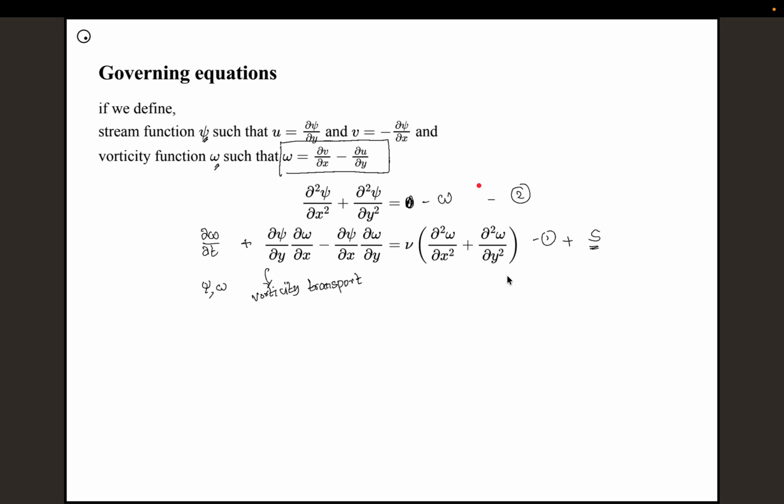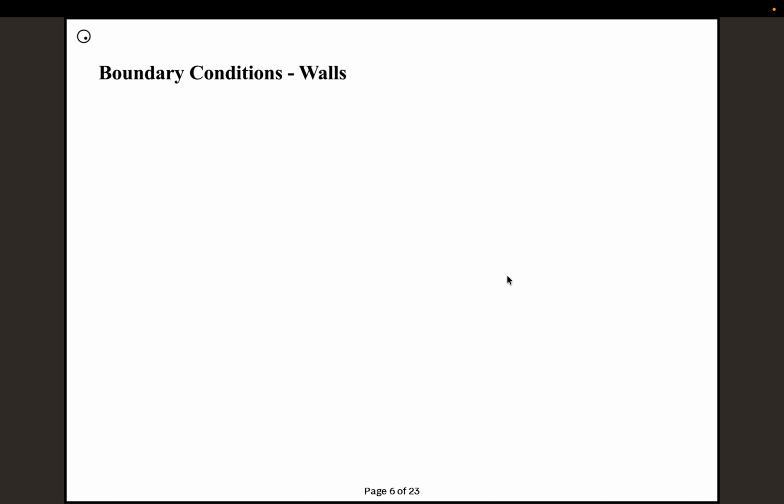And then we have a Poisson equation that we need to solve for. So the different kinds of boundary conditions are very similar to what we have before. We have wall conditions where we have different kinds of walls. Let's say we have a stationary wall. So we'll have u equals 0 and v equals 0. So the variables that we are trying to solve for here are omega and psi.